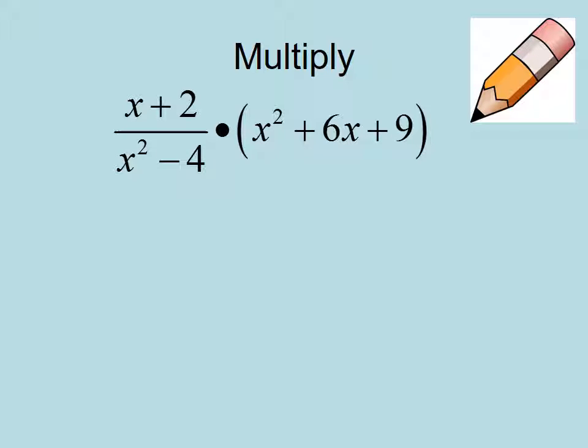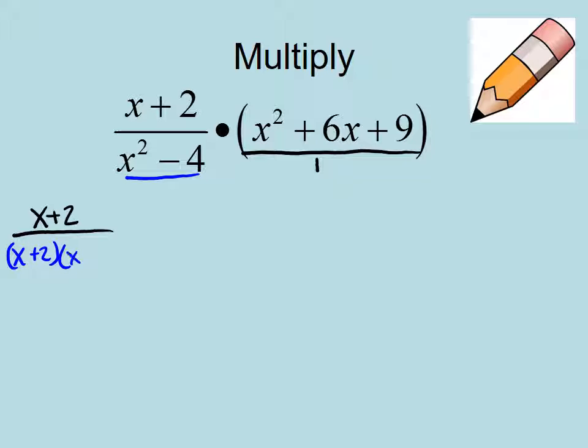Let's take a look at this example. It looks a little different at first because the second part is not a fraction, but we can always turn it into a fraction by putting it over 1. The first numerator is already simplified. The first denominator needs a little bit of work. Difference of squares, again, it's not going to go away. Plus 2, minus 2.